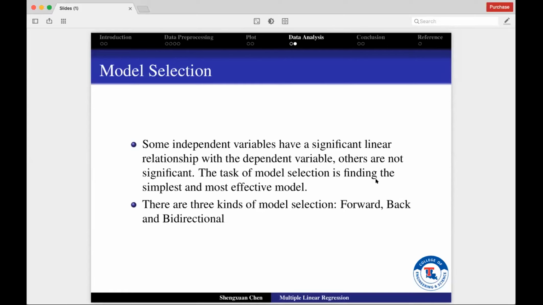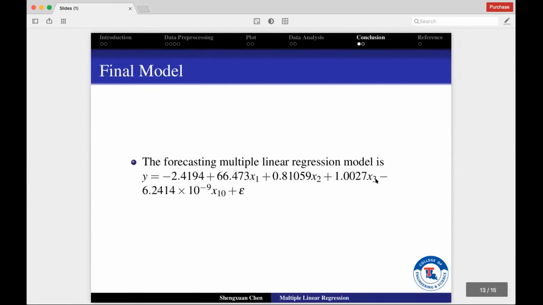So after those steps, I can get my final model. My final model just has x1, x2, x3 and x10. That's my final model.